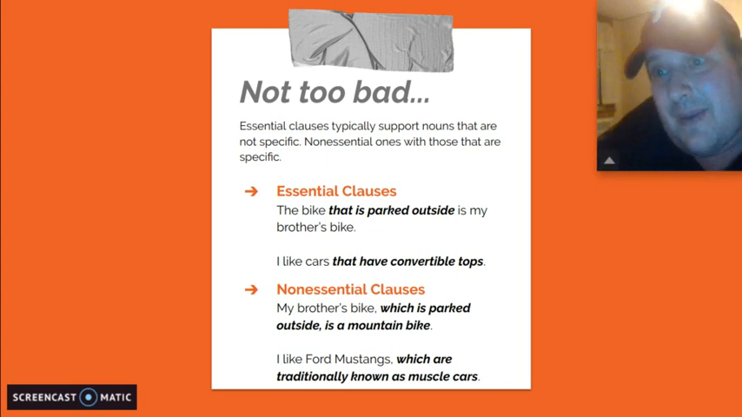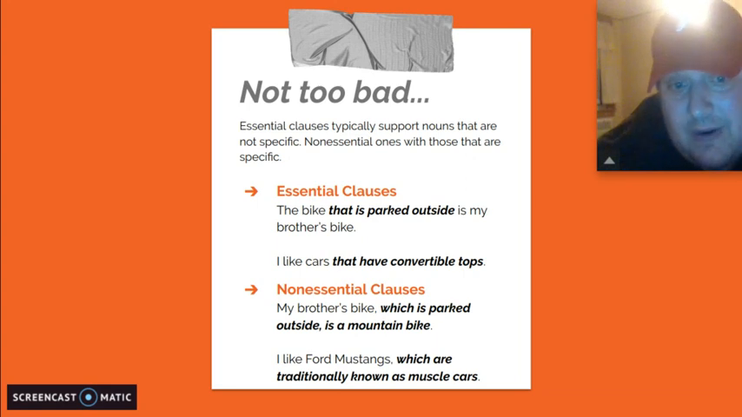Now, down below, my brother's bike. I'm being specific about one, right? So therefore, I would put a comma here: which is parked outside, comma, is a mountain bike. There you go. Okay? I'm already specific.